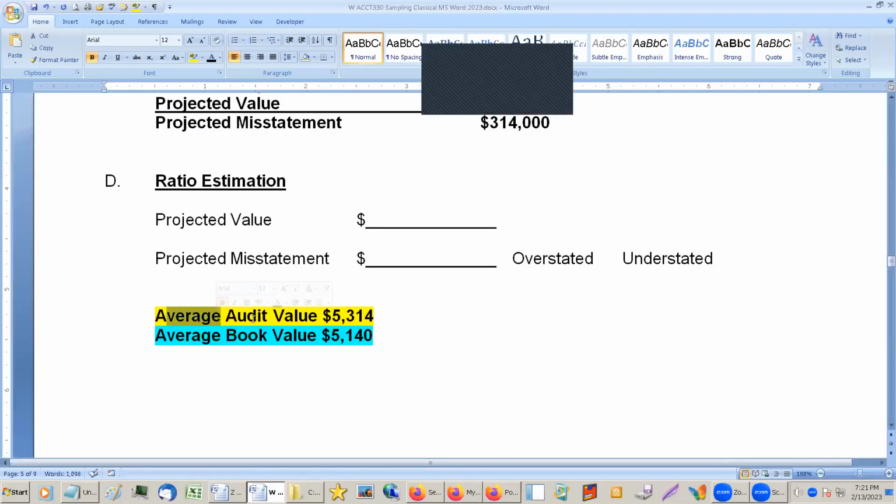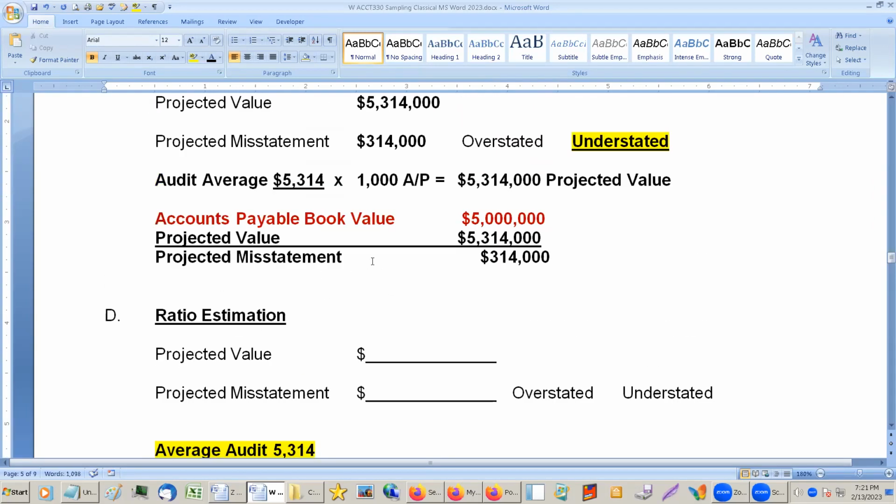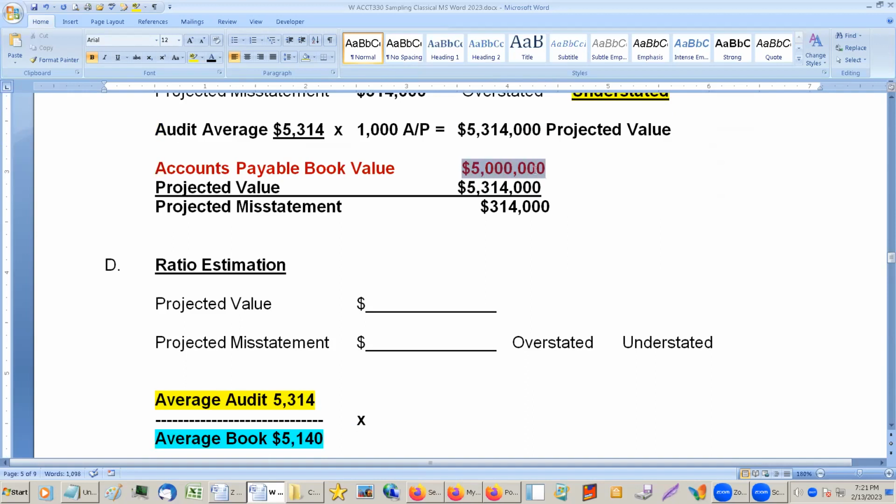Okay, and we do a ratio here, audit to book. So we're going to take this ratio and then multiply it by the book value. And this will give us our projected misstatement.